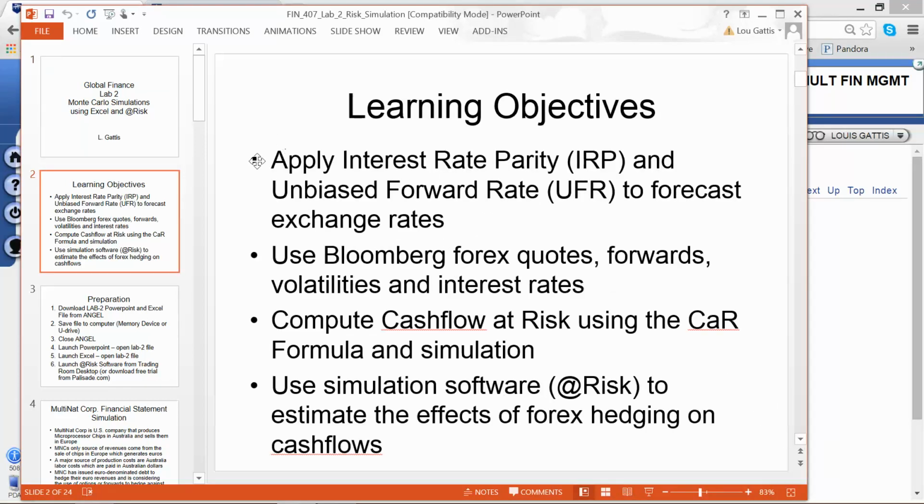In this topic, we're going to apply interest rate parity to forecast an exchange rate appreciation, and also use the unbiased forward rate. We're going to use Bloomberg to get foreign exchange quotes, forwards, volatilities, and interest rates. We're going to compute cash flow risk using Excel, using the CaR formula, and then a simulation. Then we'll use the simulation software to estimate the effects of foreign exchange hedging on FX cash flows.